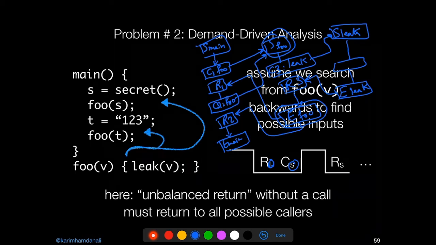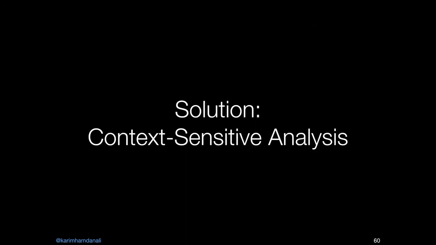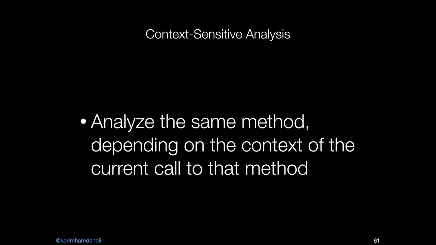All right. So now that we have all these problems with recursion and with demand-driven analysis or backward analysis, the solution to all these problems is going to be, roughly speaking, context-sensitive analyses. So what is a context-sensitive analysis? Basically, it's an approach that allows you to analyze the same method depending on the context of the current call of that method.